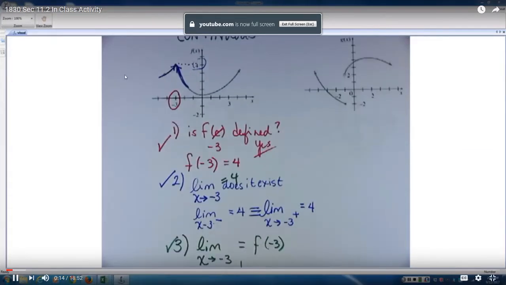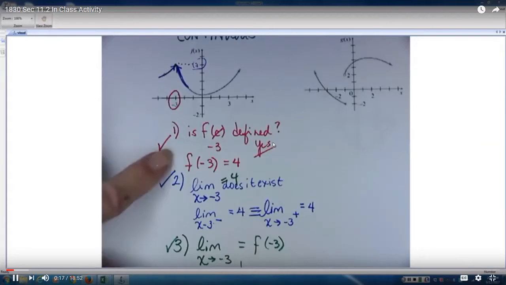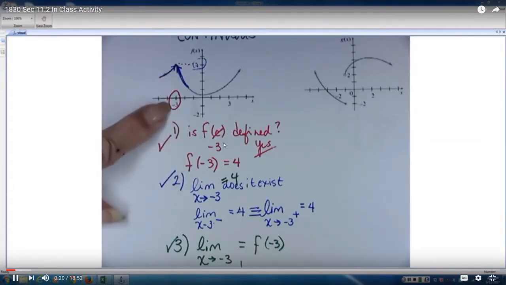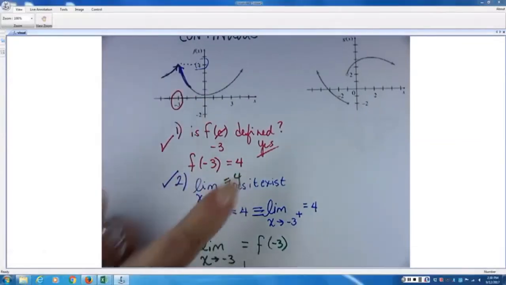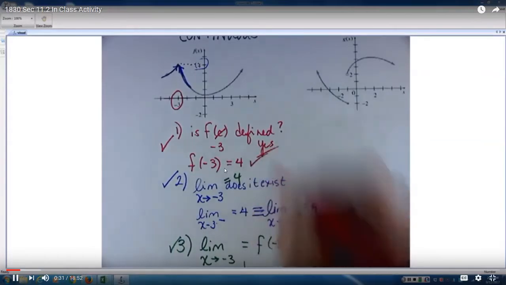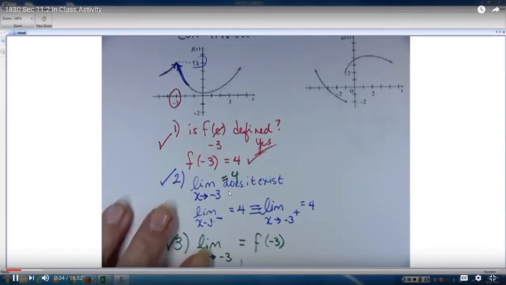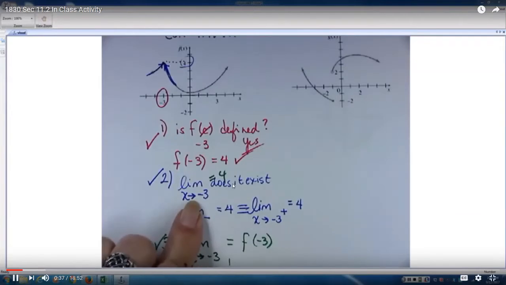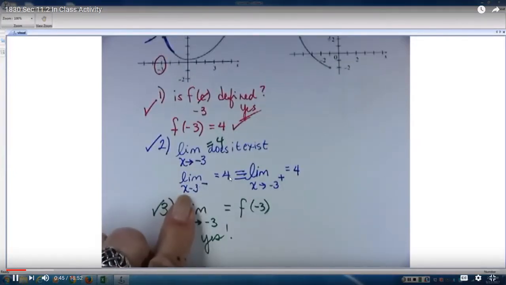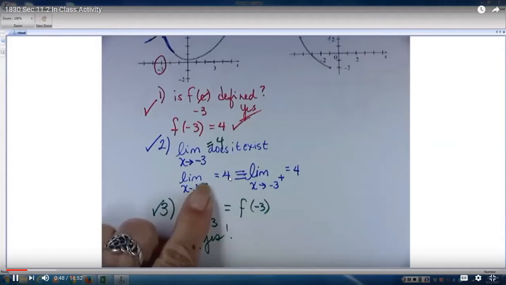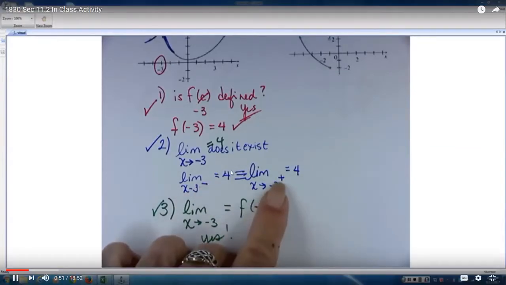So now, just to recap, so it'll be in the recording, our tests for continuity are: is f of c defined? In this case, c was -3. Is f of -3 defined? Yes, f of -3 is 4. So that step checked out. Then our second step was: does the limit as x approaches -3 exist? We have to break that down to the question: does the limit as x approaches -3 from the negative side equal the limit as x approaches -3 from the positive side?